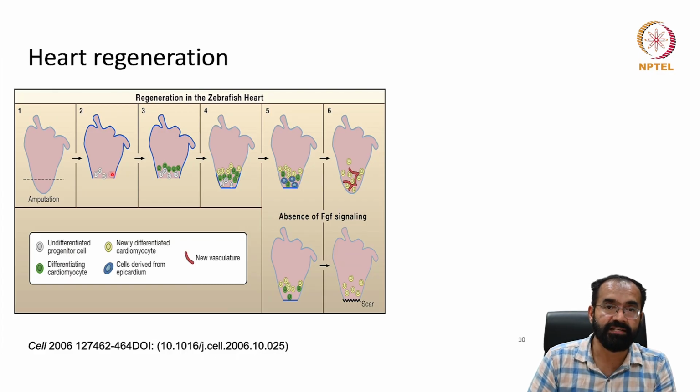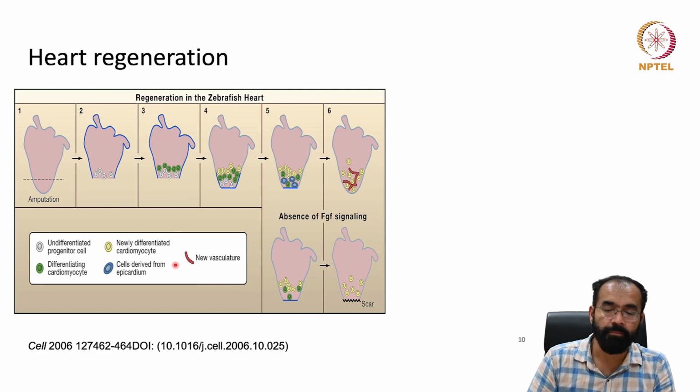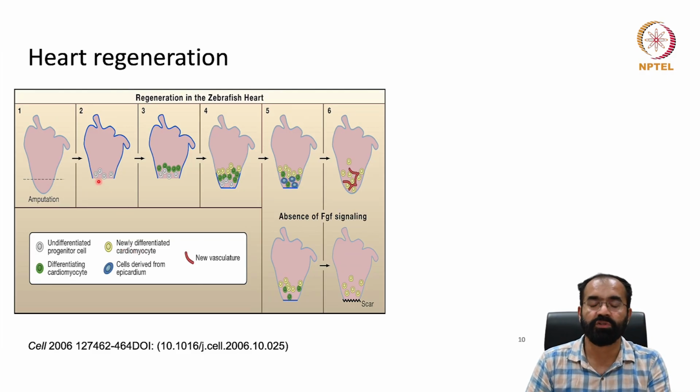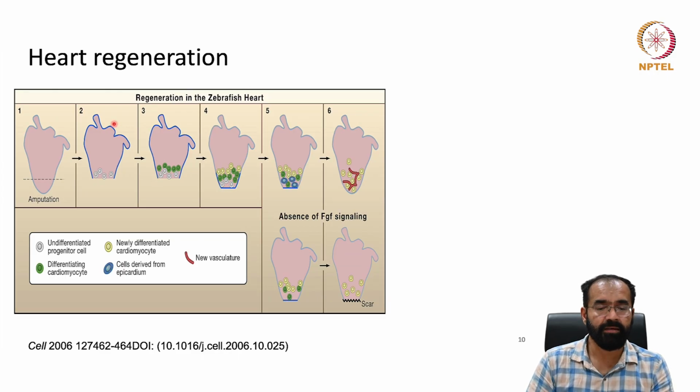Undifferentiated progenitor cells are here, and the green color is the differentiating cardiomyocytes, because undifferentiated cells can differentiate back. And here you are able to see these newly differentiated cardiomyocytes, and differentiated and newly differentiated are both functionally the same, but they depend on the age. And new vasculature is shown in red color, this vessel, and cells derived from the epicardium are shown in blue color here. As you can see here, 1, 2, 3, 4, 5, 6 different stages.